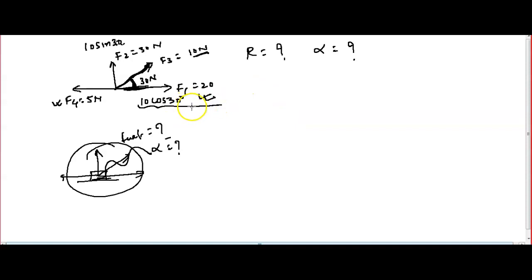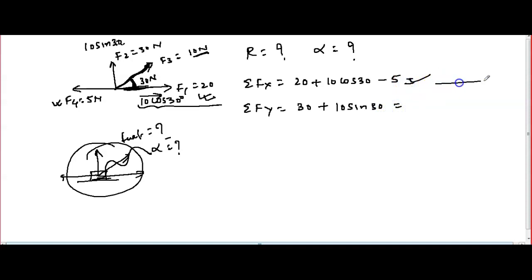Getting? So you can write it here now, summation of f of x. Tell me, 20 minus 5, and this is also going in this direction. So 20 plus 10 cos 30 minus 5, you can find it. Summation of f of y, plus 10 sin 30.